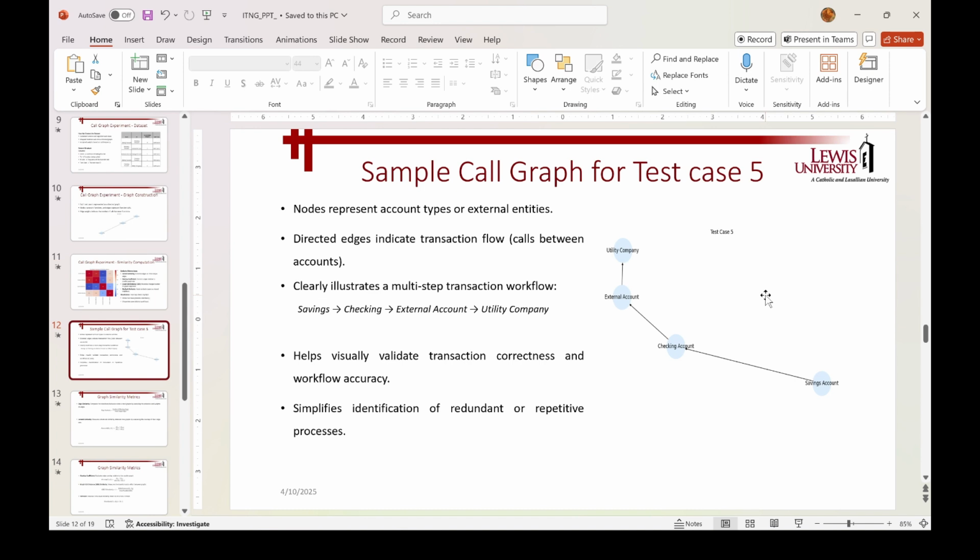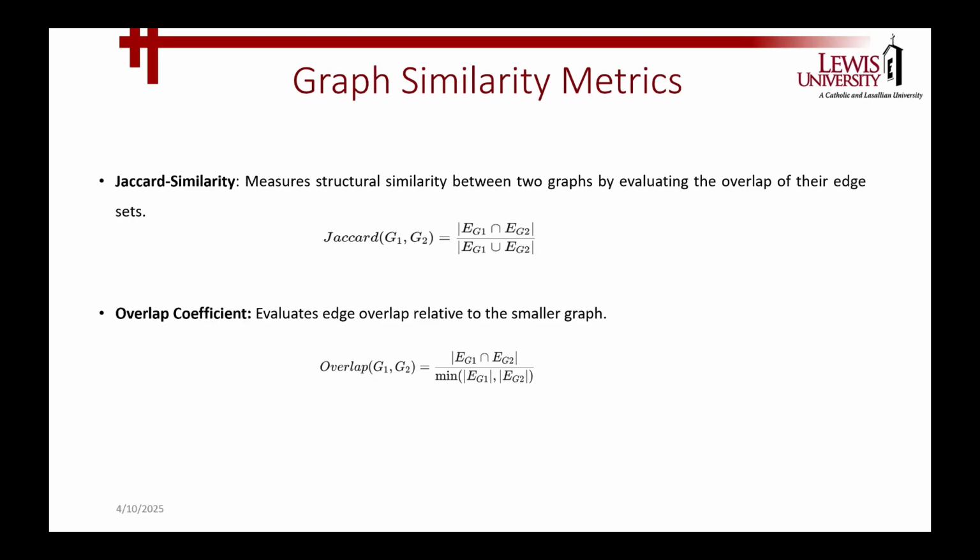Analyzing such graphs visually helps validate the logic of each transaction, identify potential redundant operations, and ensure the test case aligns accurately with the real world business logic. This visualization provides an intuitive method to evaluate test quality and structure. As such, we employed several graph similarity metrics, each serving a specific analytical purpose.